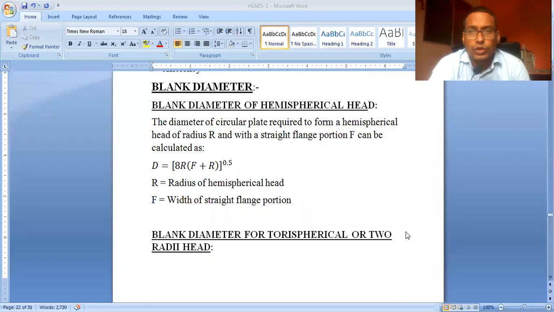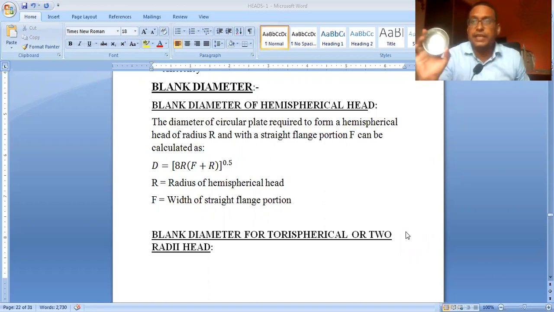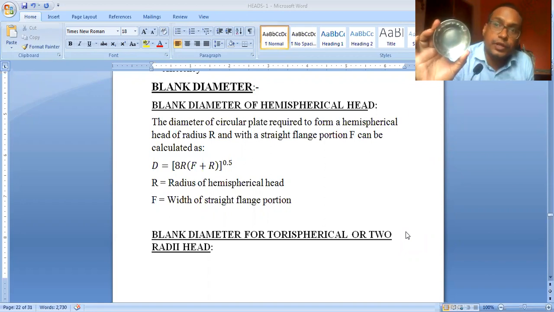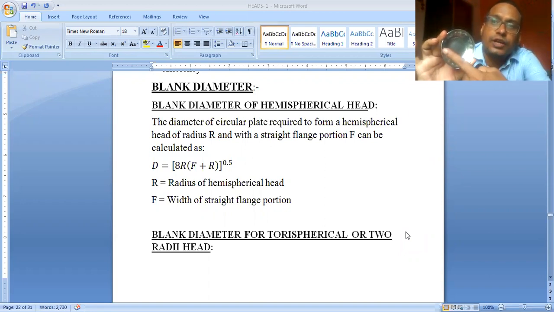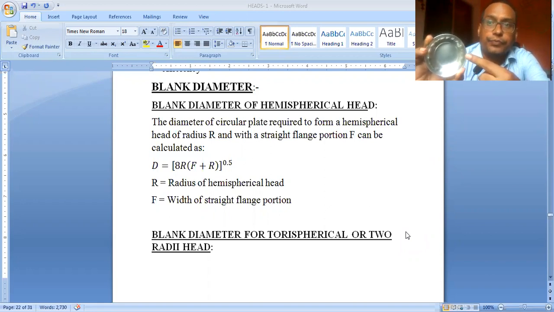Now the blank diameter, that is another requirement in case of the head calculation. What is blank diameter? For the curvature. Now if this is the plate, its actual diameter is this. However, to fabricate this, you require a bigger diameter. So a slightly higher, bigger diameter will be required.